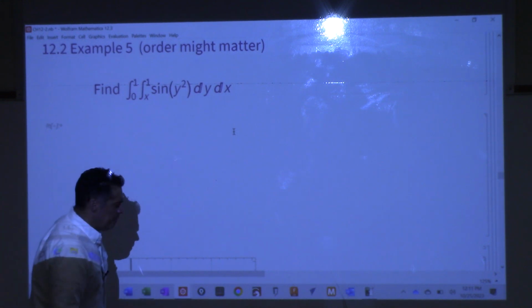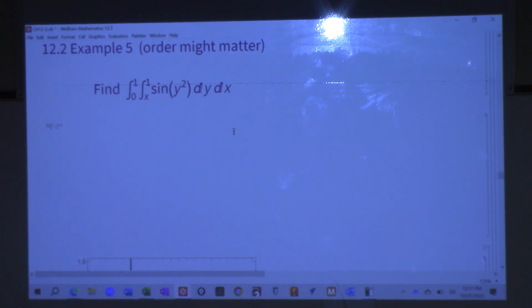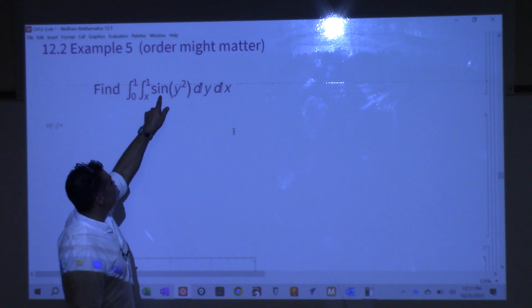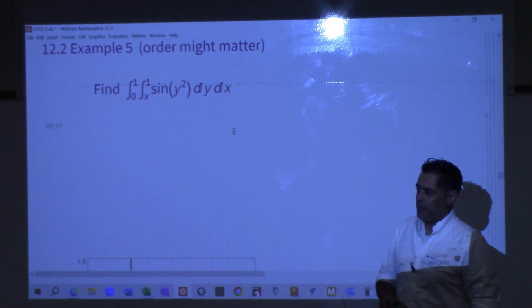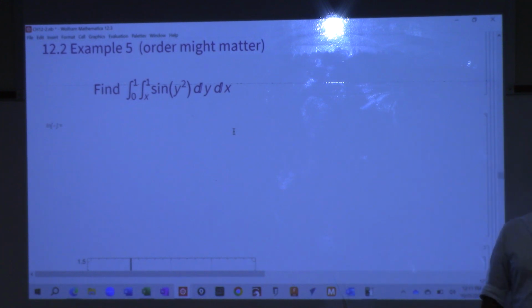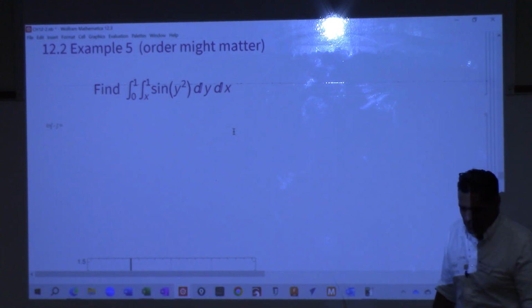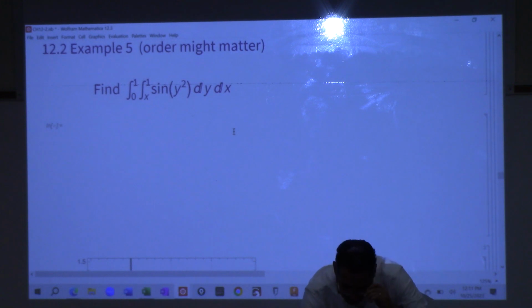So if I tried to integrate that right now, I would run into a major problem. Do y'all see this? What's the antiderivative of sine of y squared with respect to y? No, not happening today. You can't do integration by parts.